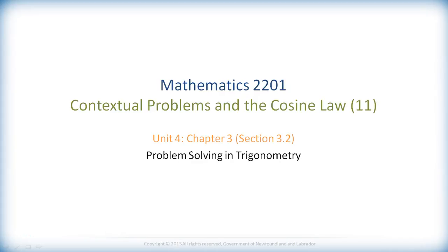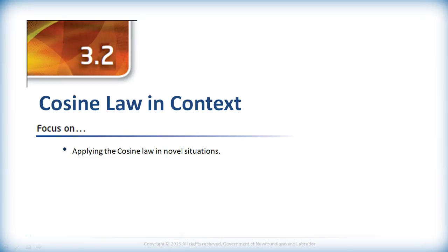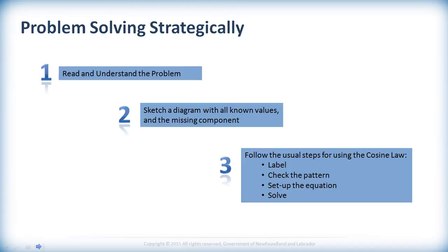All right, folks, so now we're going to do some of those classic contextual or word problems using the cosine law. So let's see what we can come up with. Some real great trigonometry. We're going to apply the cosine law in novel situations. Yet another way to say the same thing. Let's do some word problems.